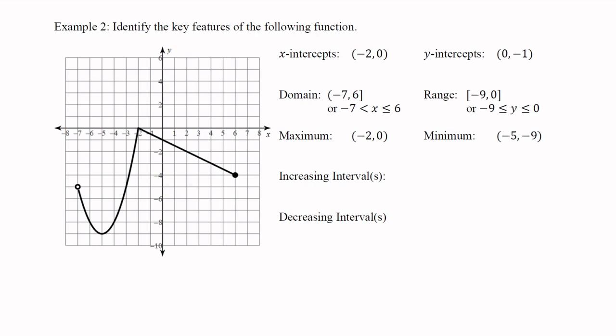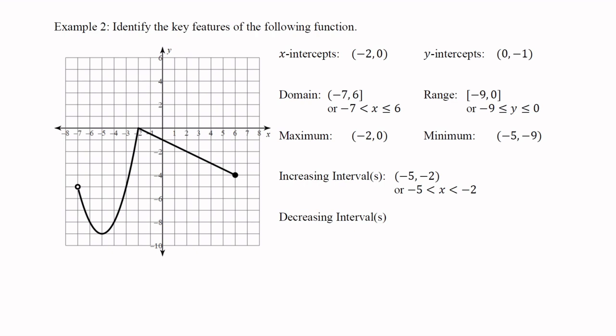We are increasing from -5 to -2. Again, we use x values here. Now, you'll notice that we do not include -5 or -2 because we are going from decreasing to increasing. At -5 itself, we are neither increasing nor decreasing. We are flat at that point, so we do not include it.